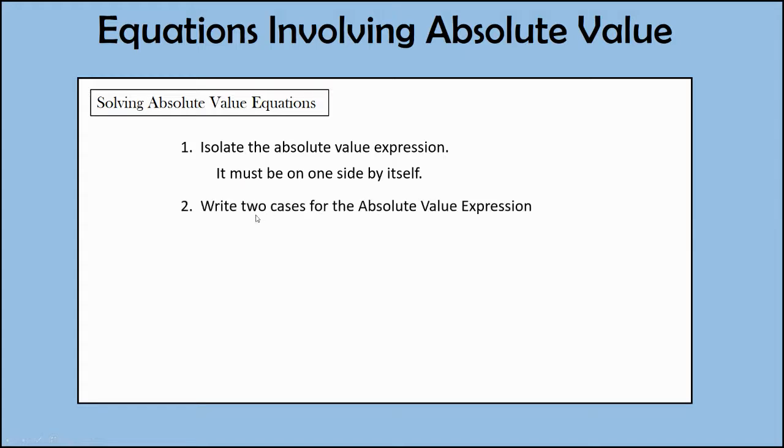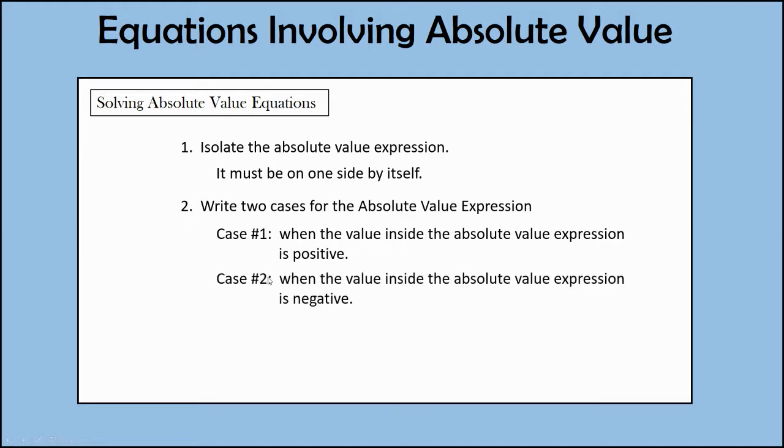After we isolate it, we're going to have to write two cases for this absolute value expression. One case when we consider the value inside the absolute value expression to be positive, and the second case when the value inside the absolute value expression is negative. I'll show you what that means with some examples. Step three, we take each of these two cases, solve them separately, and each of those solutions is an answer to the problem. So in most cases, we're going to have two answers to these absolute value equations.